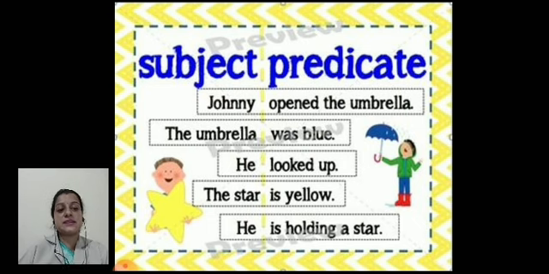The next example is, he is holding a star. He is the subject, the person we are talking about. Is holding a star is that part of the sentence which is telling us what he is doing. So he is the subject, and is holding a star is the predicate. One more reason is that this part of the sentence contains the verb. Is is the helping verb, and holding is the main verb here.